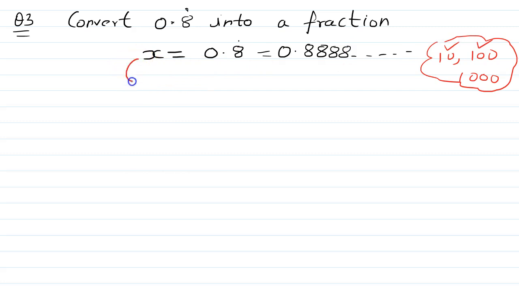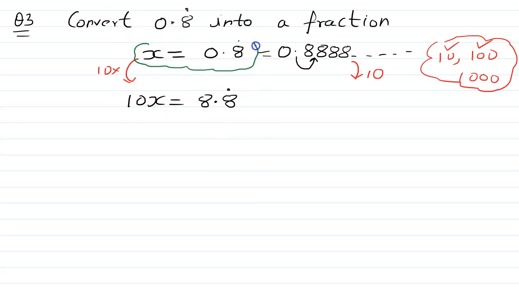If you multiply by 10 on both sides, 10 times x will be 10x, and once you multiply by 10, the point will shift one place to the right. So it will be 8.8 dot. Our previous equation was x equal to 0.8 dot, so let's write it underneath.